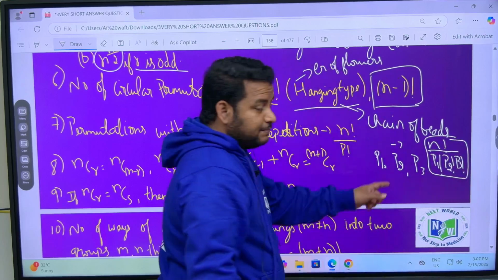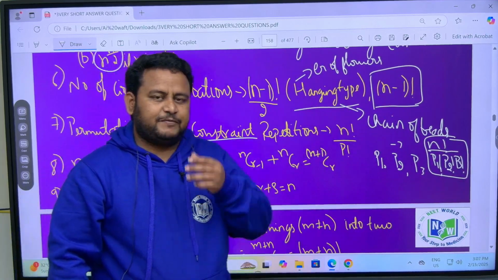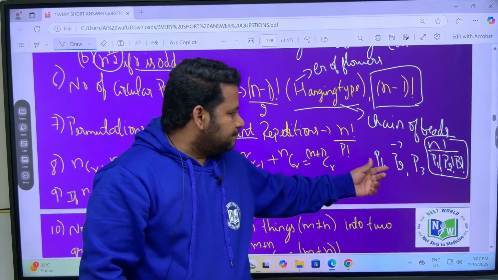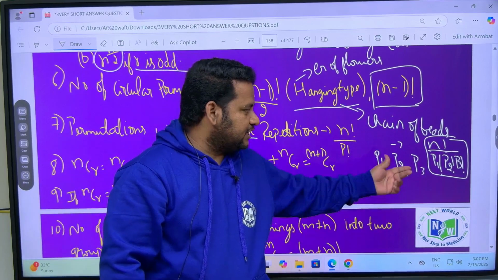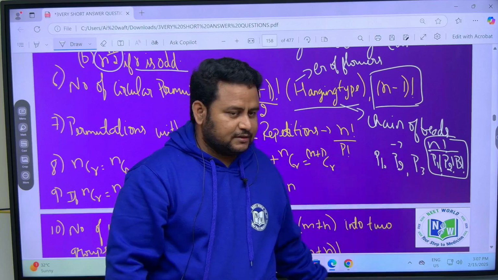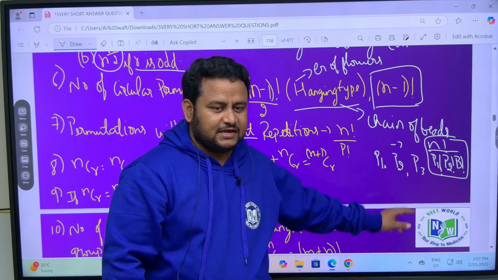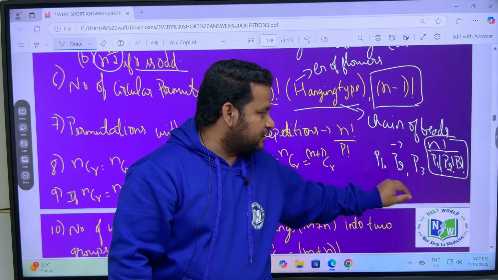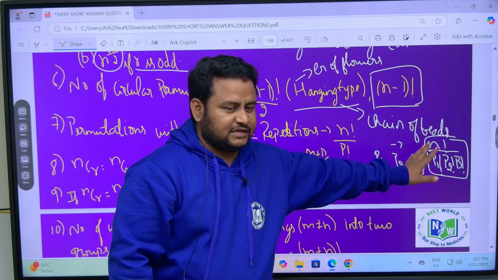Please remember this, very important. The number of permutations when p1 items are of one type, p2 items are of one type, p3 items are of one type is given by n factorial by p1 factorial into p2 factorial into p3 factorial, friends.